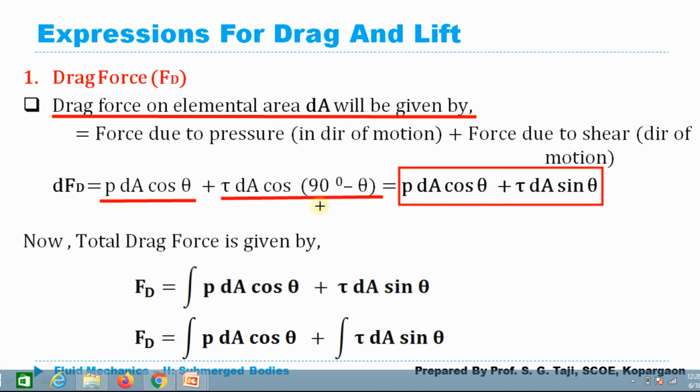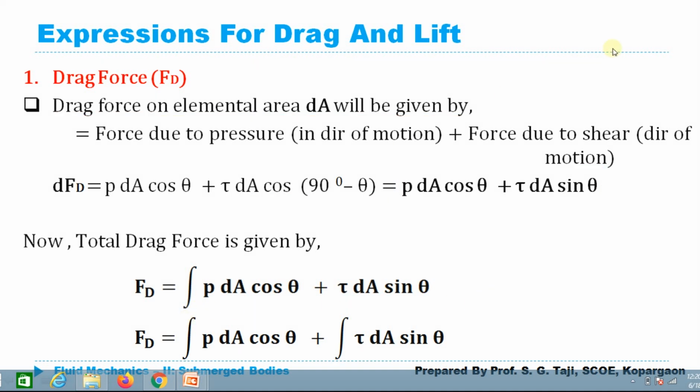So if I take the integration on both sides, on the left hand side I will get total drag, and on the right hand side I will get integration of P dA cos of theta plus tau dA sin of theta. So my final equation will be total drag is equal to integration of P dA cos of theta plus tau dA sin of theta.